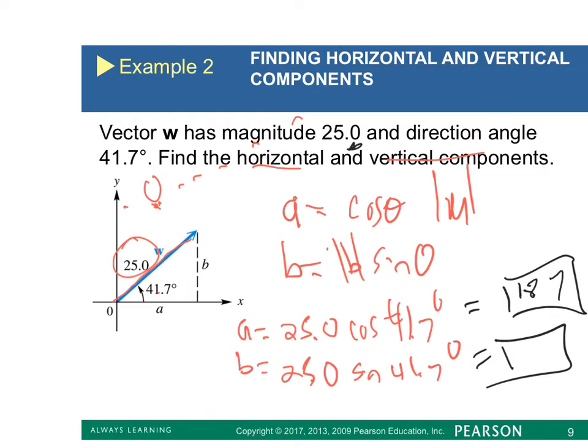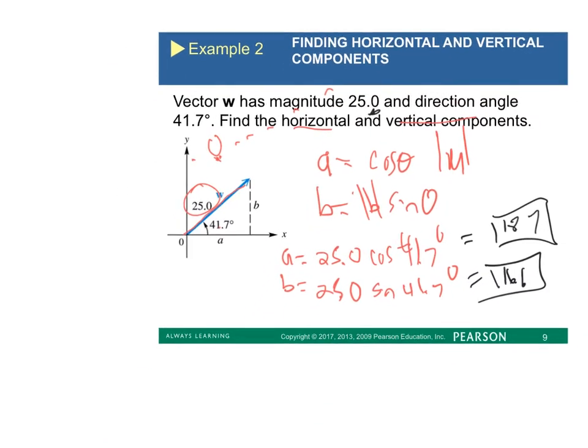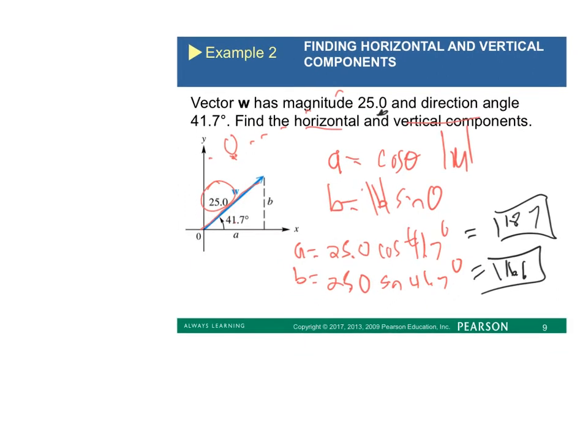18.7 is one answer. Let me go do the other. 16.6. Now, this actually is vector W in component form. So I can say W is this vector, because a vector can be listed by its components: 18.7, 16.6.